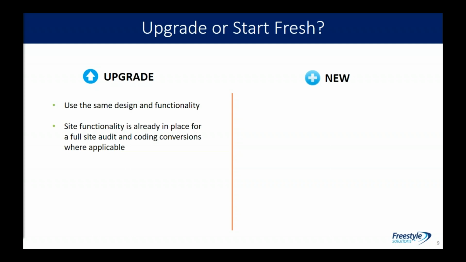So when you're upgrading, you are using the same design and functionality. The site functionality is already in place, so site audit is relatively easy, and some of the custom coding may be able to be converted over to the Magento 2 format. Because of this, it gives you a shorter project length and also a little bit of a lower project cost.